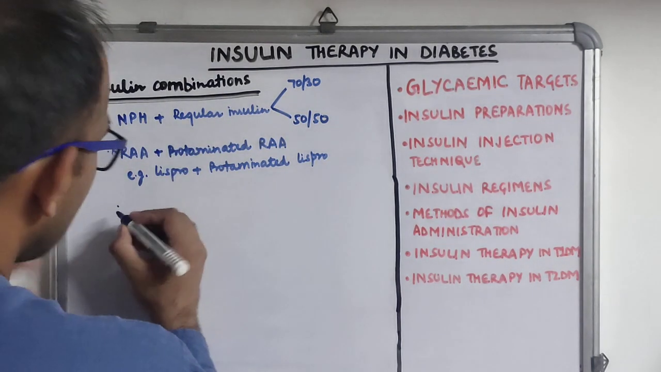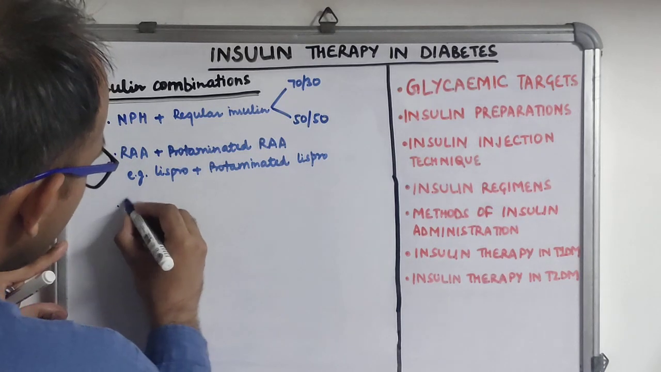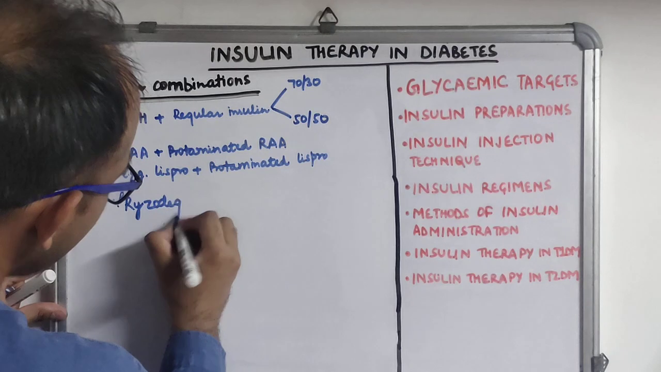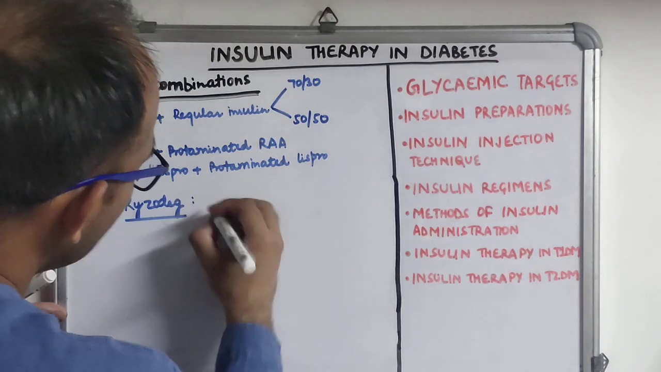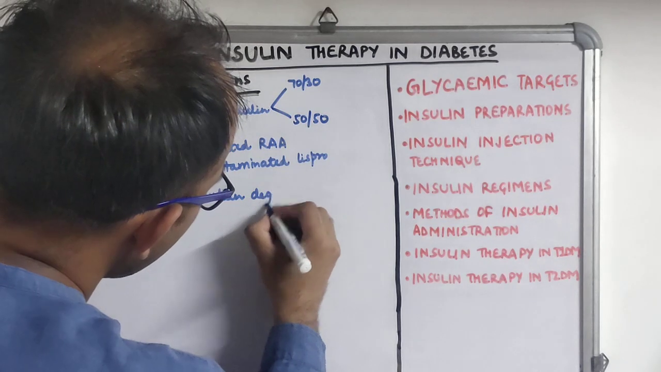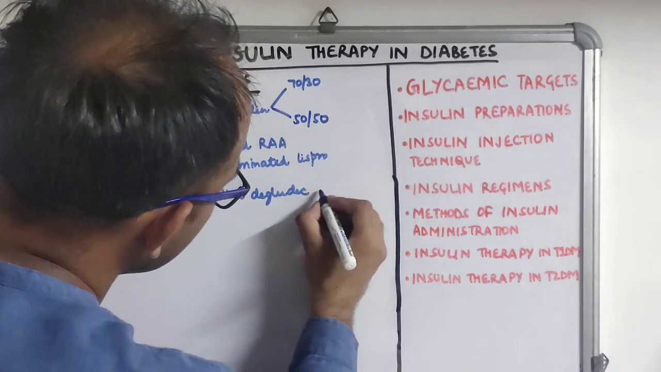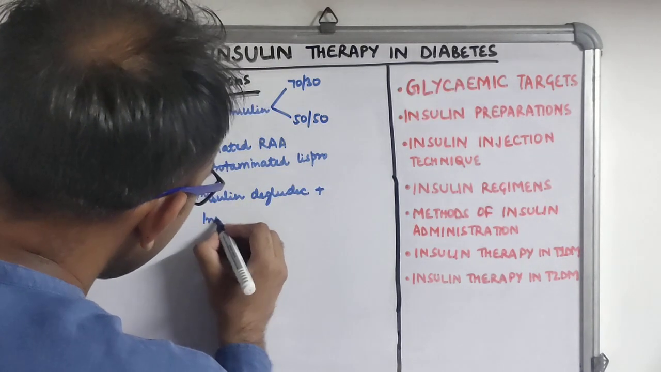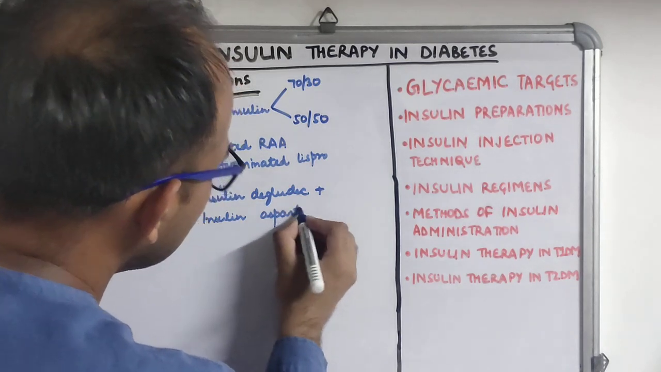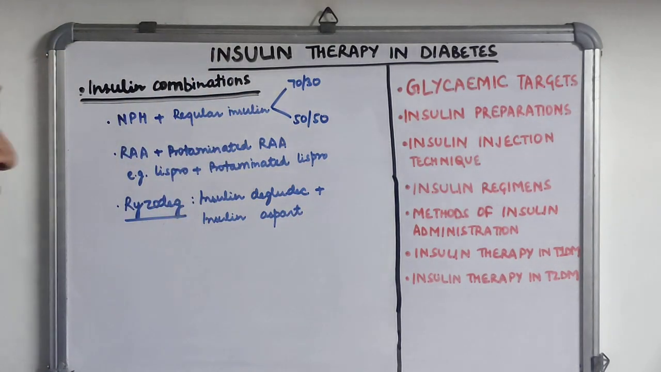Apart from that, we have one injectable therapy known as Ryzodeg. It includes insulin degludec plus insulin aspart. So a single daily injection is required.